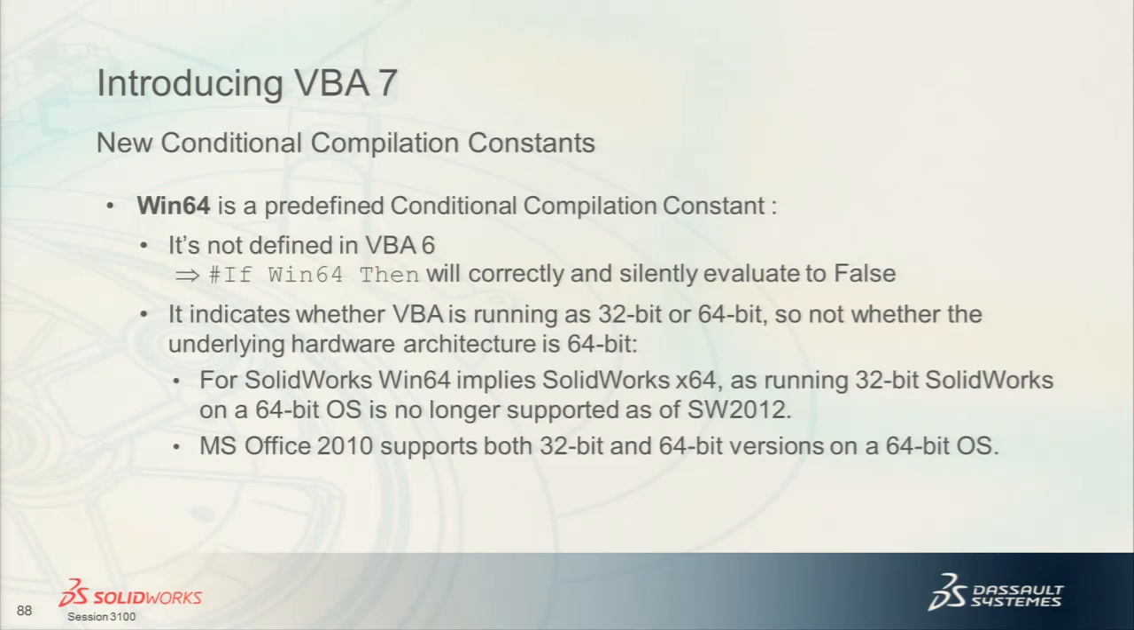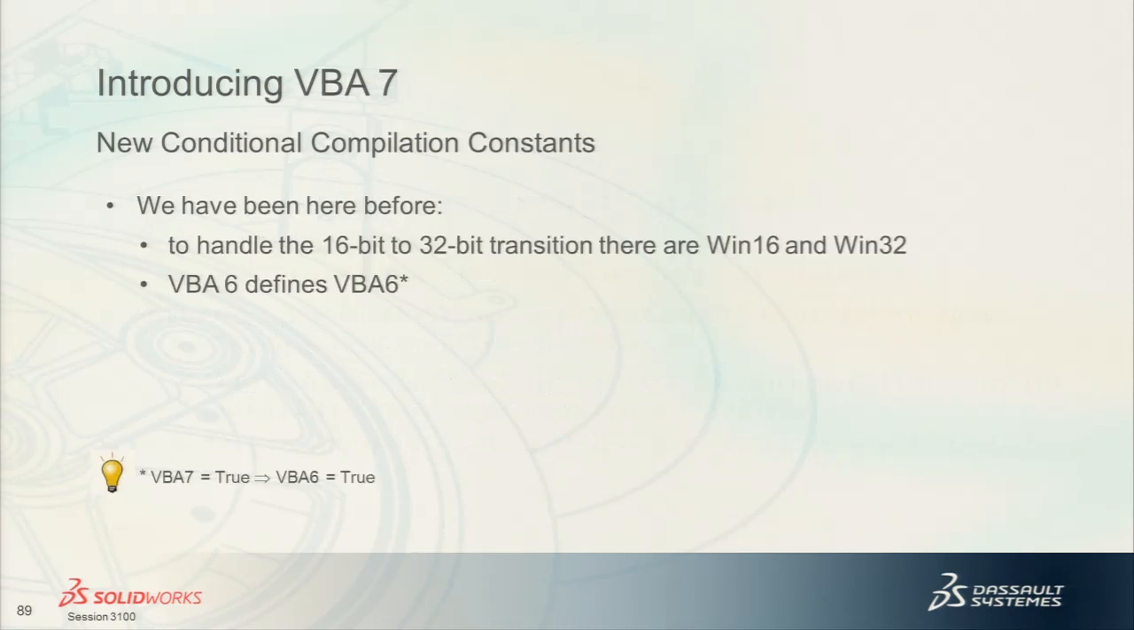The one thing to bear in mind here is it will tell you whether the VBA code is running as 32-bit or 64-bit. It doesn't tell you whether the platform, the machine, is a 64-bit machine. It will only tell you whether VBA is running 64-bit. Which for SolidWorks is a one-to-one relation, because we no longer allow you to install 32-bit SolidWorks on 64-bit. We've stopped doing that. But for Microsoft Office, that's different. Well, you can run both flavors of Office on a 64-bit machine. So just something to bear in mind. For us, it doesn't really matter for SolidWorks.